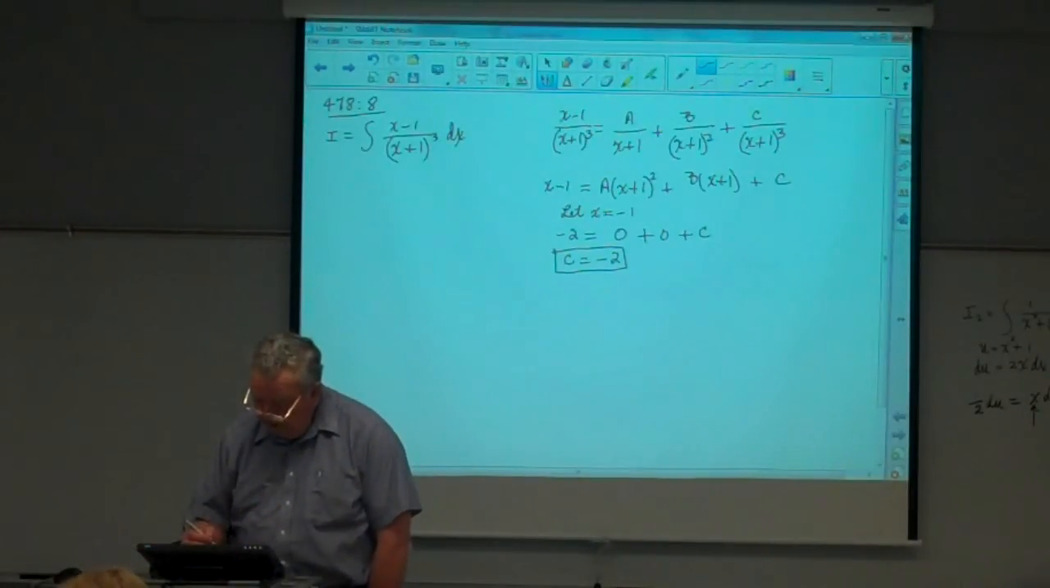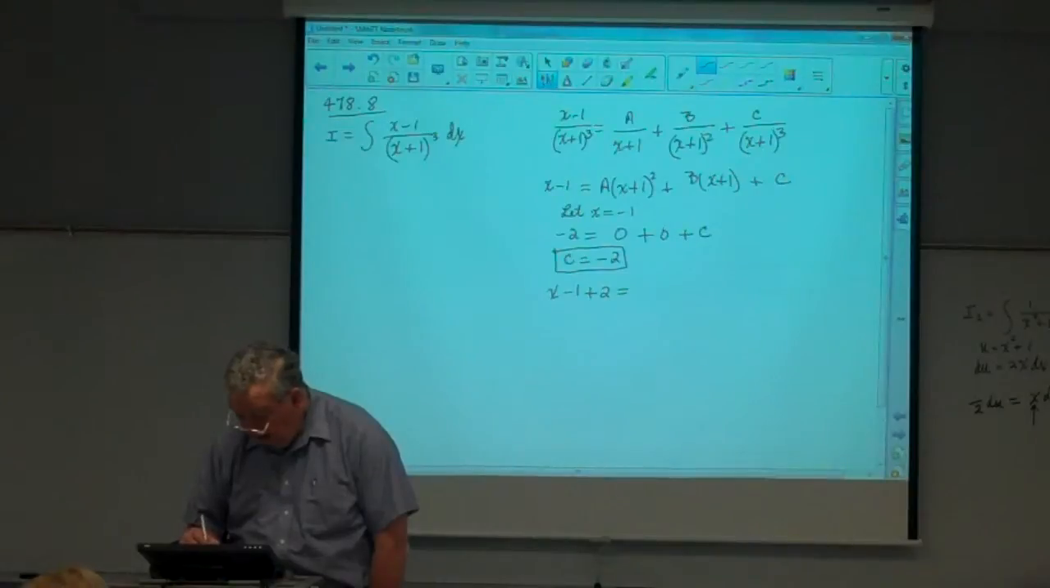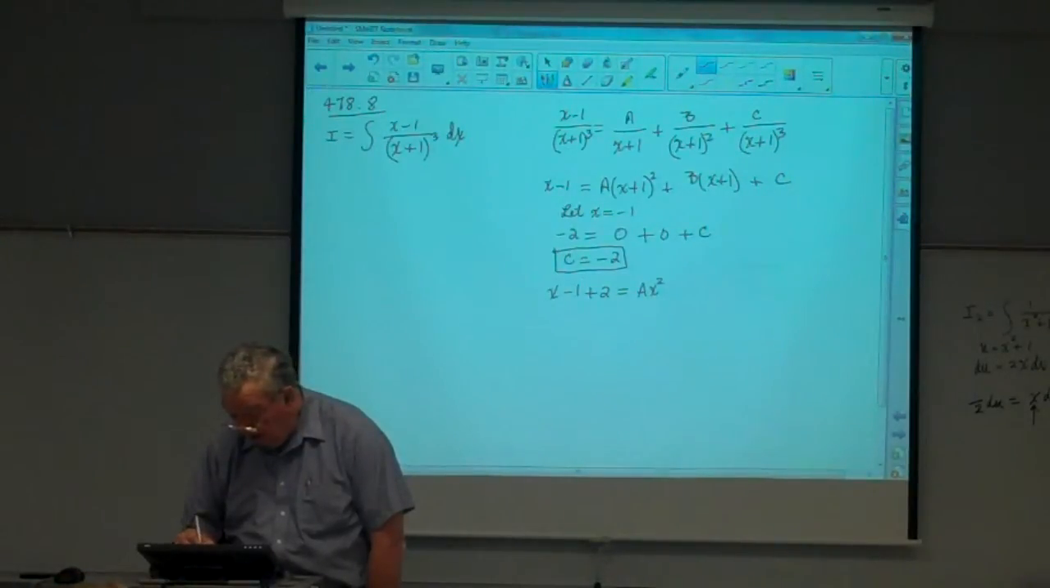Now, if that's so, I can rewrite this as x minus 1 plus 2 is equal to ax squared plus 2ax plus a plus bx plus b.